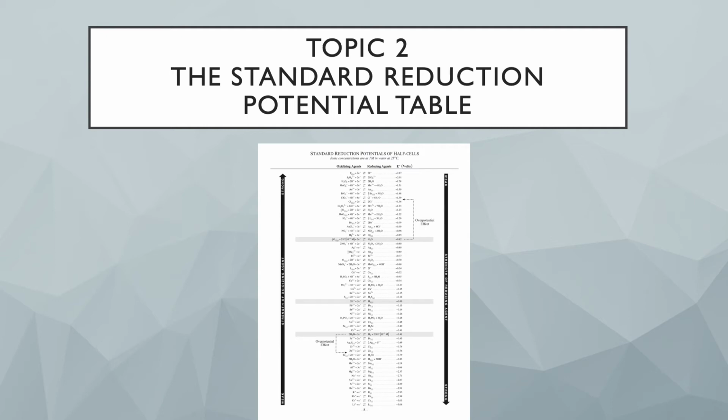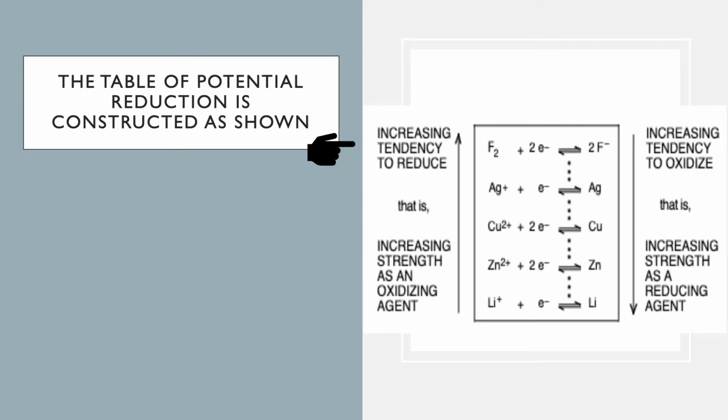In this lesson, we're going to focus on topic 2, the standard reduction potential table. So let's have a brief look at the construction of the table. The whole table is written as a gain of electrons, which is reduction. They are examples of half reactions of reduction for particular species. But keep in mind that these equations are reversible.